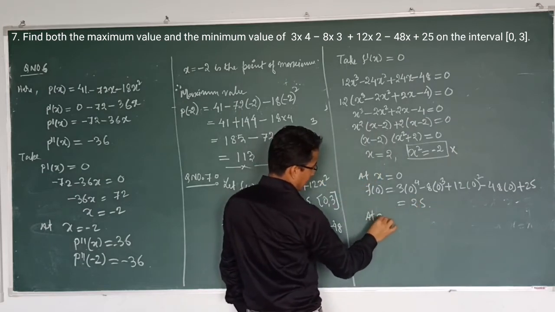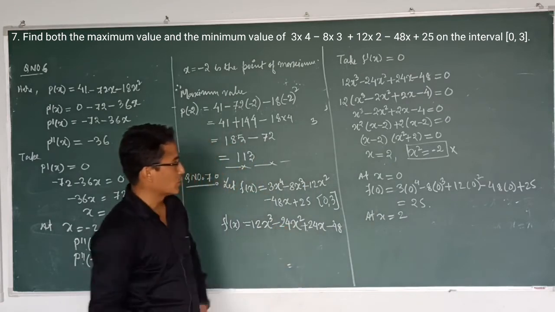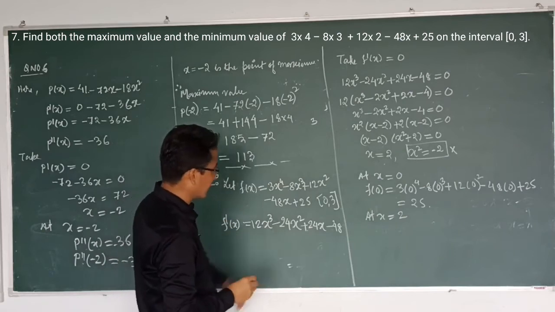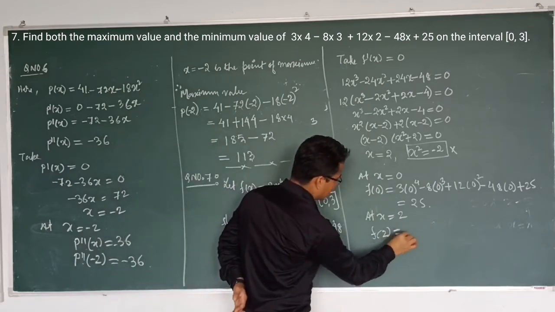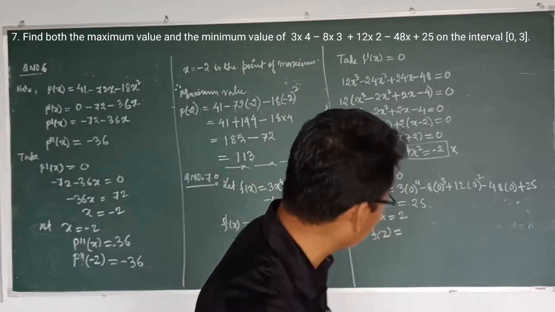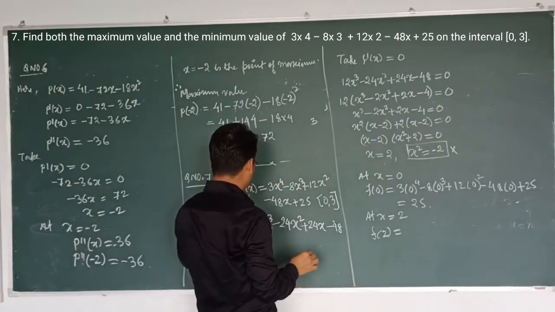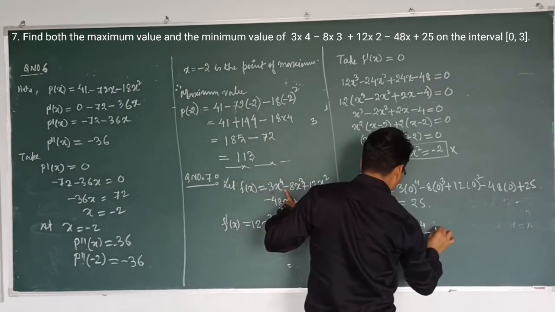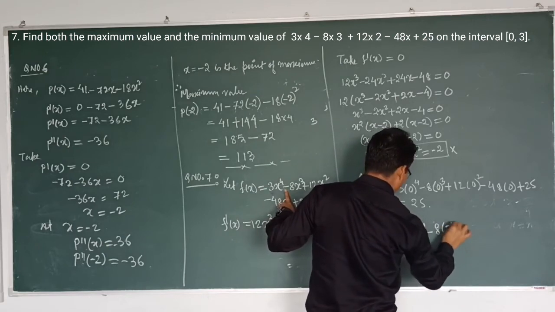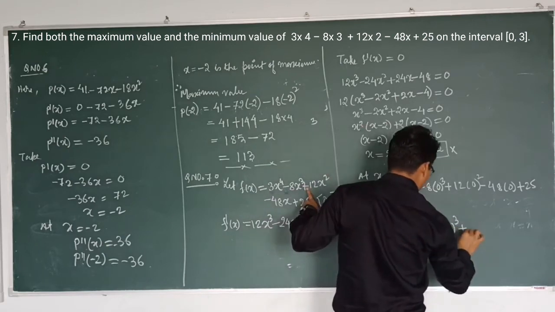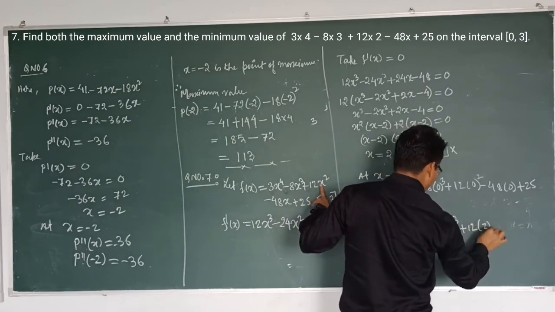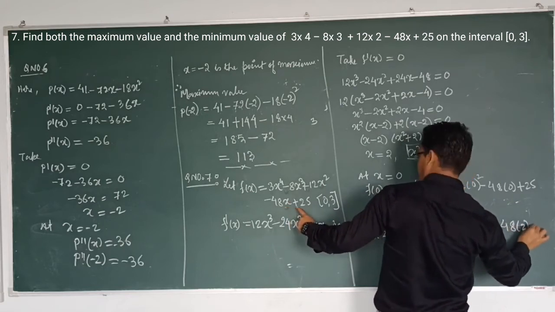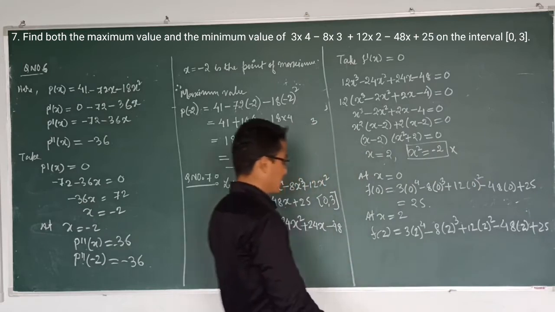Now at x equal to 2, because we ignore the other value, we take f of 2. We put the value here: 3 into 2 to the power 4, minus 8 into 2 to the power 3, plus 12 into 2 to the power 2, minus 48 into 2, plus 25. So this is the value.